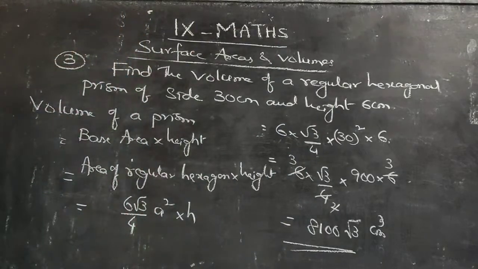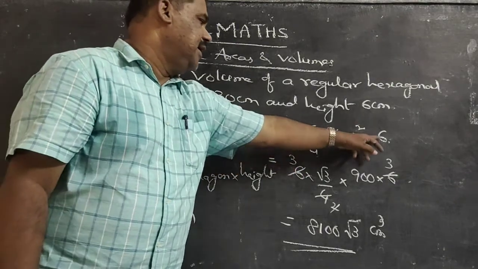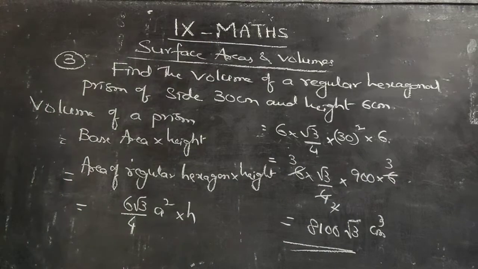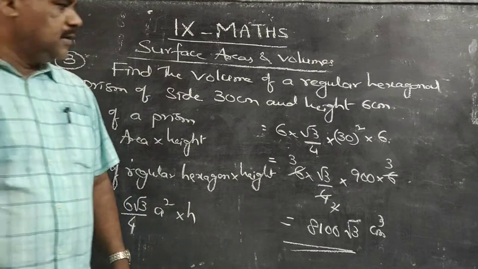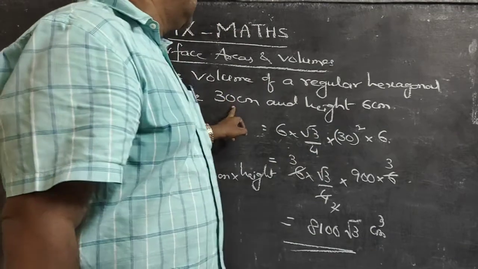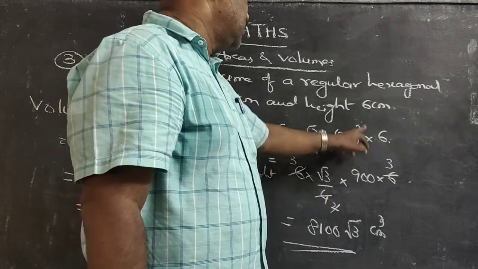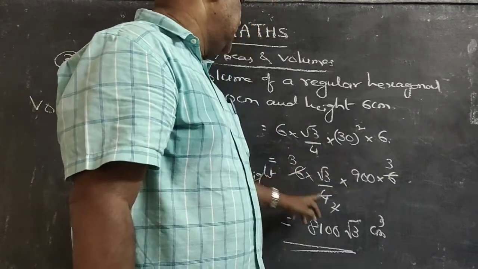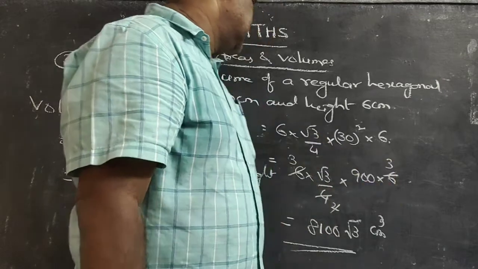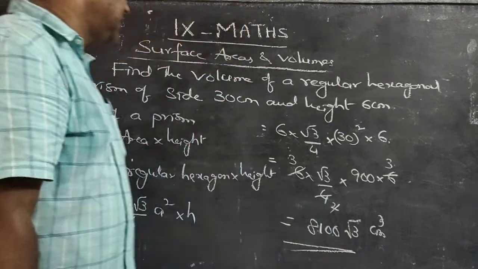So volume of a regular hexagonal prism, we got 8100 centimeter cube. 6 root 3 by 4 a square into height. Height is 6 centimeters. So 6 into root 3 by 4, a side of the regular hexagon is 30 centimeters. So 30 square, height is 6. 6 into root 3 by 30 square is 900 into 6. 2 3s are 6, so 3 into 3 is 9. 9 into 9 is 8100 into root 3 centimeter cube.